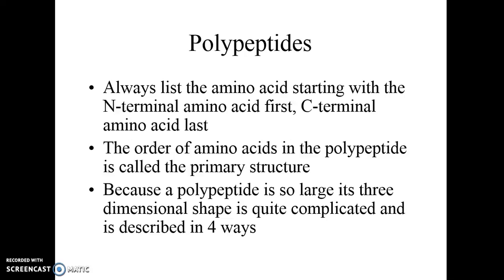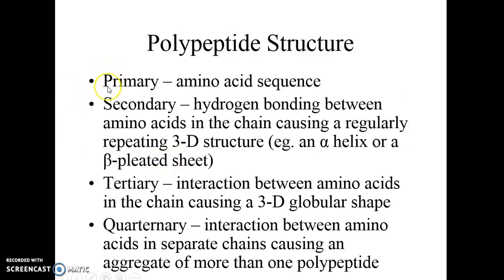But because the polypeptide's extremely large and has a very complicated three-dimensional structure, we use 4 different ways to describe it. So the primary structure of a polypeptide is the amino acid sequence. Then there is secondary structure.